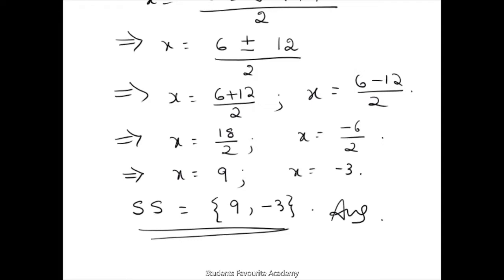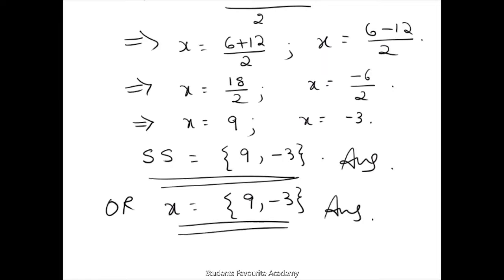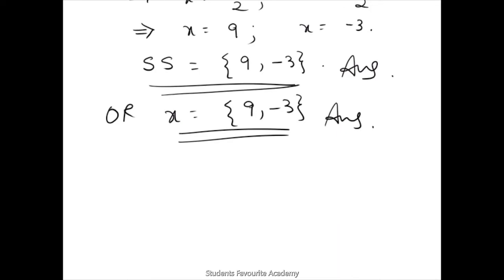You can write solution set, or you can also write x is equal to 9, 3, but both you need not write. Either solution set is equal to 9, 3 or x is equal to 9, 3, answer highlight. Okay, is that understood? Let us do one more example, then it will be easier for you.